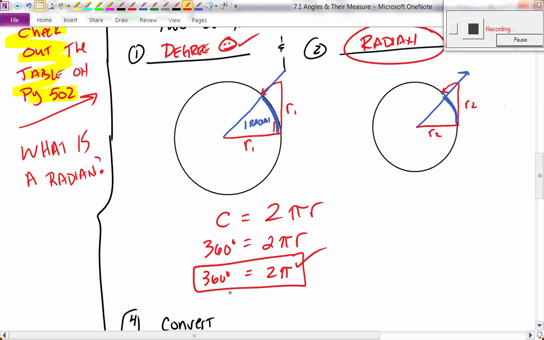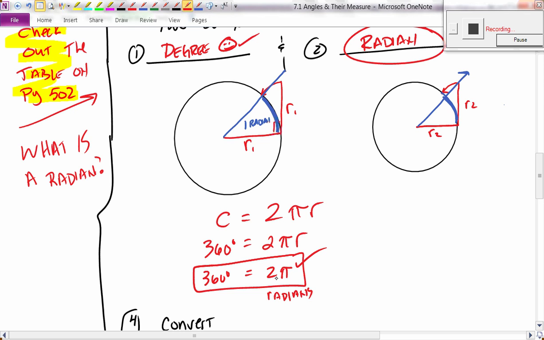If you go all the way around the circle, you have gone a measure of 360 degrees. If you've gone all the way around the circle, you also have gone a measure of 2 pi radians. So the equivalent thing that we need to know is that 360 degrees is the same thing as 2 pi radians. That's just the name of it. So now a couple of neat things happen.